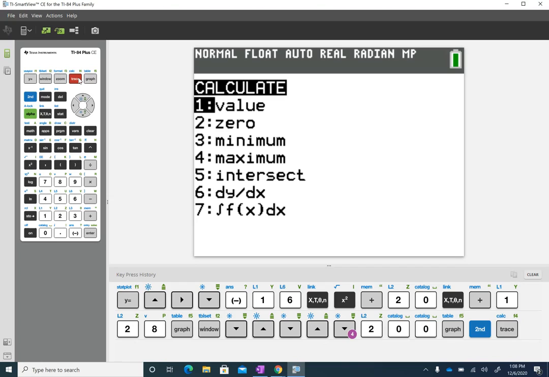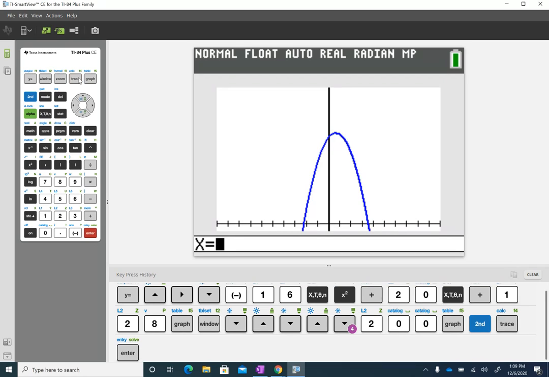This brings up what's called the calculate menu, and this is all the good stuff. So this is where everything you're going to need for the next couple of weeks comes from. You are trying to calculate a simple value, so you're going to choose the first choice, which is value. The calculator is going to say, well, what do you want the x to be? So hopefully you recall that a y-intercept means that x is 0.